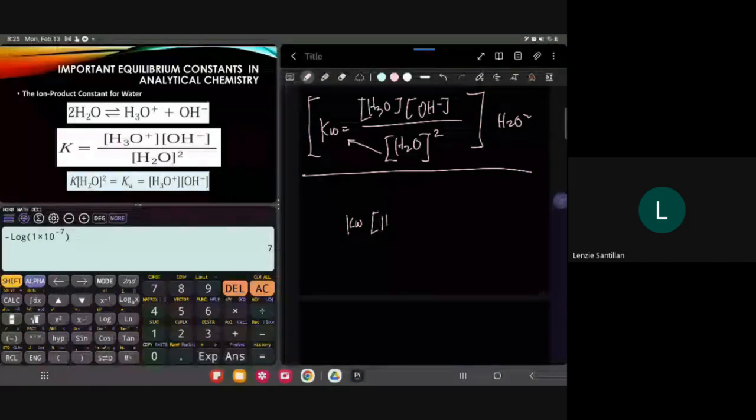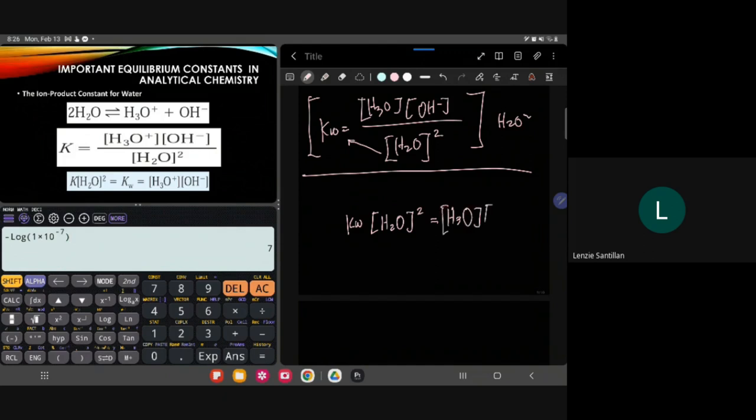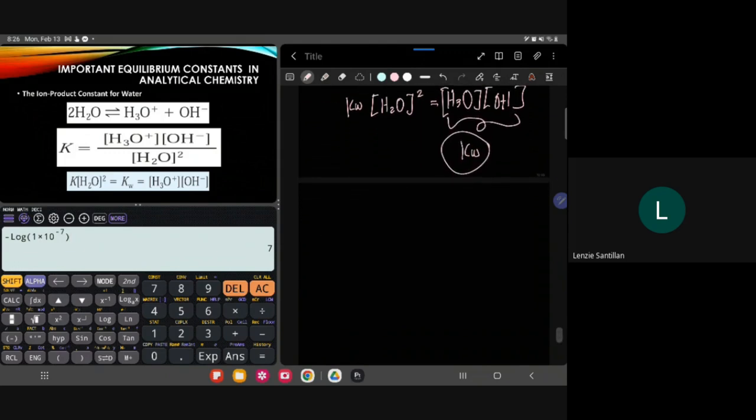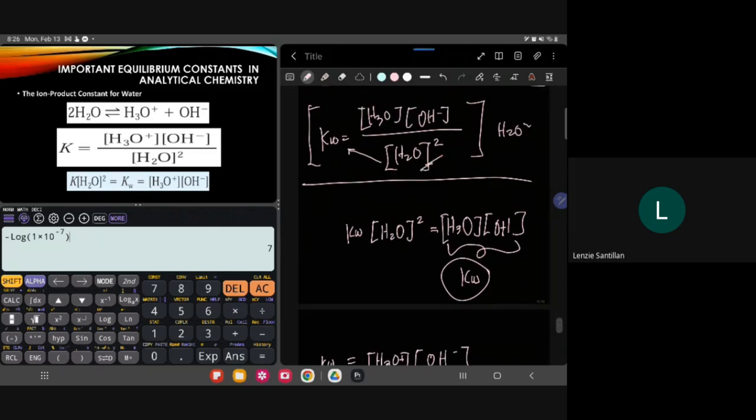Kw times H2O squared is equivalent to H3O and OH. Okay, so ito yung pwede mong ma-derive na formula. And this one is equivalent to your Kw. Kaya ang shortcut Kw formula is equivalent to just H3O and OH. Kasi I hope naiintindihan pa. Let me know kapag hindi nasusundan. Ang formula na natin na-derive for Kw or water constant is hydronium times hydroxide. No need to write yung water at the bottom.